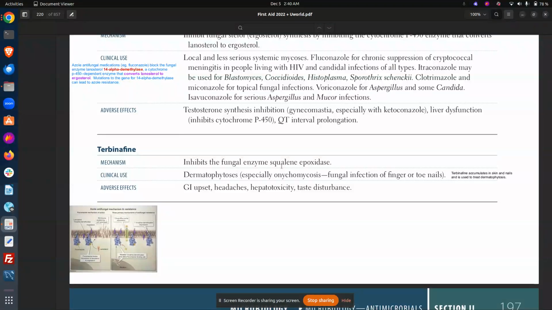Mechanism of action is very important. Clinical use is very important. What are the adverse effects? GI upset, headache, hepatotoxicity, and taste disturbance. T for terbinafine and T for taste disturbance. This is how I memorize it. So it's high yield to remember that taste disturbance is one of the common side effects of terbinafine. Like GI upset, headache, hepatotoxicity, these are common side effects you will see in a lot of drugs. But taste disturbance is a somewhat different adverse effect of terbinafine. So I would recommend to memorize it, like T for terbinafine and T for taste disturbance.